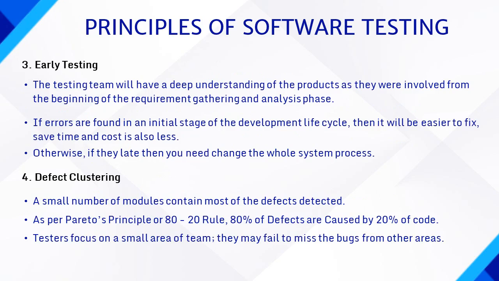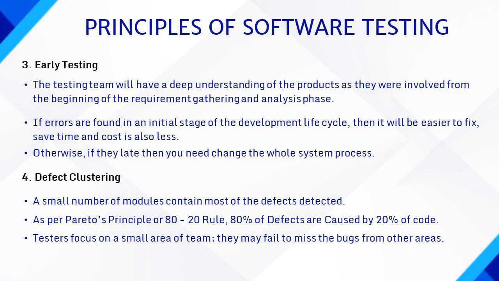The third principle is early testing. Testing should start as early as possible in the software development life cycle. When testers are involved from the beginning, like during requirement gathering and analysis, they get a better understanding of the product. If errors are found early, they are much easier and cheaper to fix. But if errors are found later, it may require big changes in the system, which takes more time and costs a lot more.